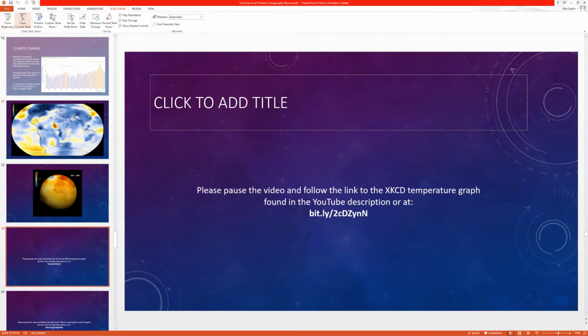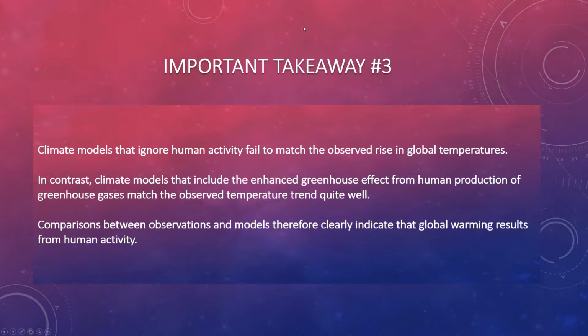This brings us to our third important takeaway of 3. Climate models that ignore human activity fail to match the observed rise in global temperatures. In contrast, climate models that include the enhanced greenhouse effect from human production of greenhouse gases match the observed temperature trends quite well. Comparisons between observations and models therefore clearly indicate that global warming results from human activity.